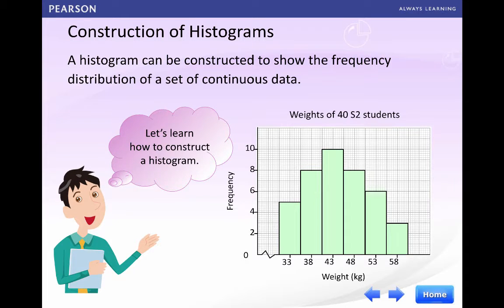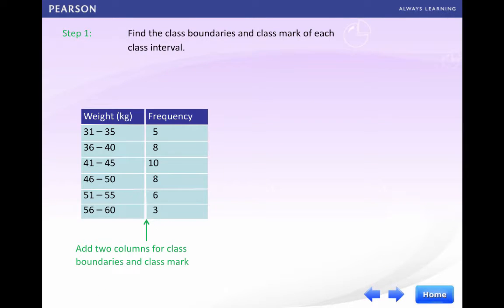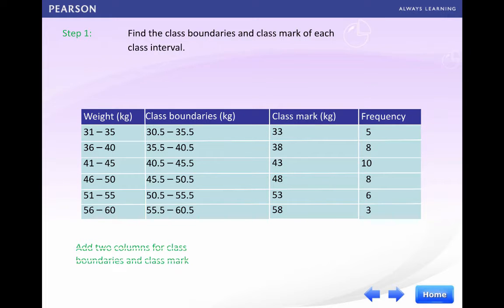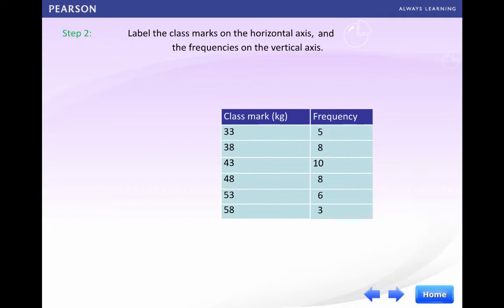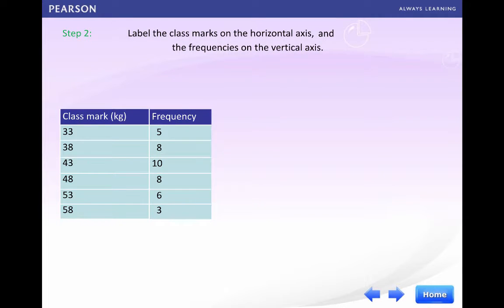So how to construct it? Look at this. We try to add two columns. We call them the class boundary and the class mark of the class intervals. So we have the class boundary and the class marks. So we can use these to draw the histogram.